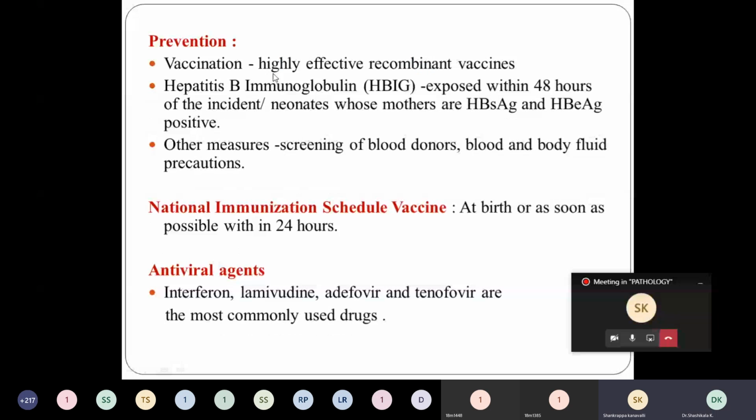So prevention is vaccination. You have very highly effective recombinant vaccines. There are immunoglobulins, which are given to patients within 48 hours of the incident, or to neonates whose mothers are HBsAg and HBeAg positive. Other measures are screening of blood donors, and blood and body fluid precautions have to be taken. In the national immunization schedule, the vaccine is given at birth or as soon as possible within 24 hours. And then in case of adults, you have the antiviral agents, that is in case of progressive disease. Interferons, lamivudine, adefovir and tenofovir are the most commonly used drugs.